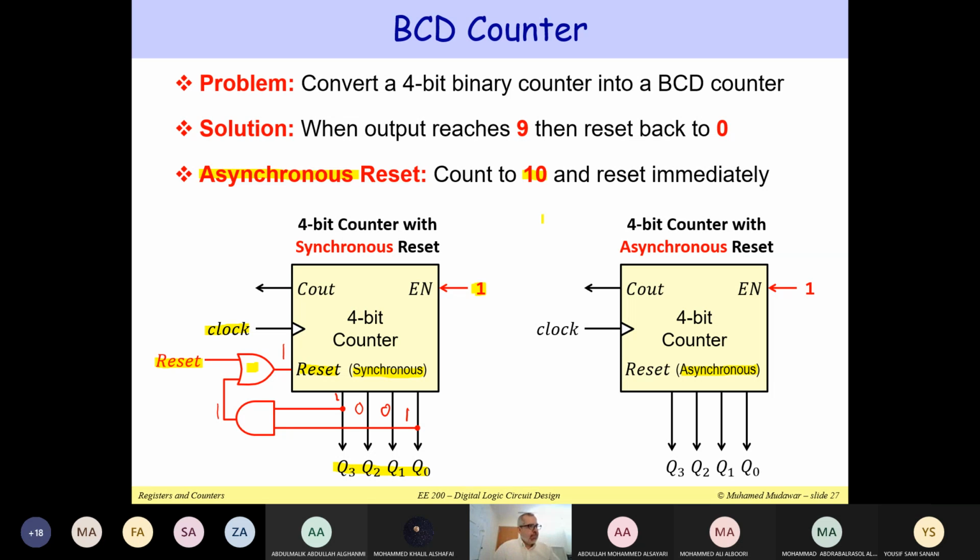So how do I detect the 10? Q3 and Q1, thank you very much. Yes, you AND the Q3 and the Q1. So rather than ANDing Q3 and Q0, you AND Q3 and Q1. That's it, and then you reset. Now you can see that momentarily you are going to get 1 0 1 0, but then you will see that 1 0 1 0 became 0 0 0 0. So that's a BCD counter, implemented using a 4-bit counter with asynchronous reset.